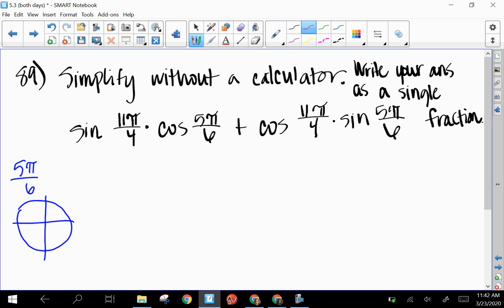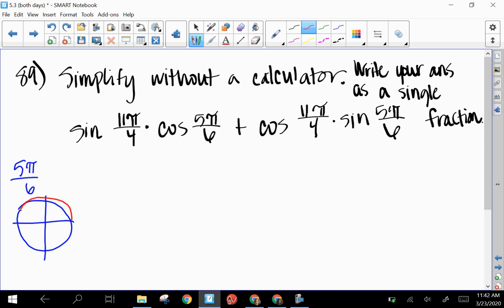You could also pull out your unit circle to do that, but I do think it's wise to practice figuring that out yourself. So if we were to go in the positive direction all the way over to pi, pi would be equivalent to 6 pi/6. So this means that we're not quite there.